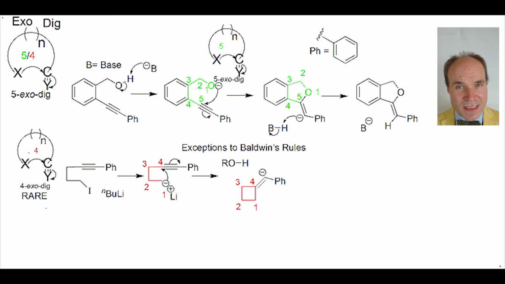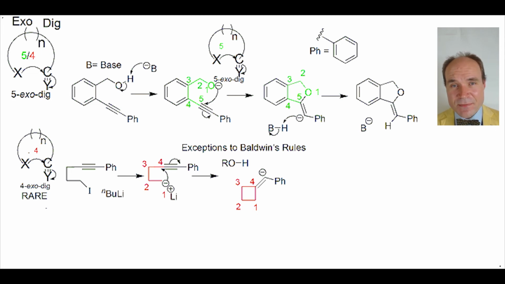Now, we can see the alkyne bond is broken, going from a triple bond to a double bond, but only one of the atoms of the alkyne bond ends up in the new 4-membered ring. So we regard the bond being broken as external, or exo.